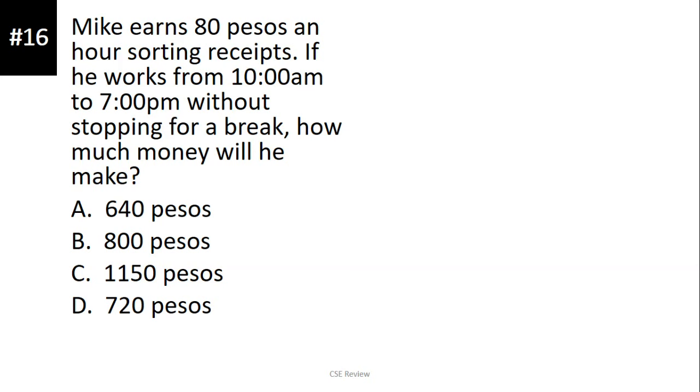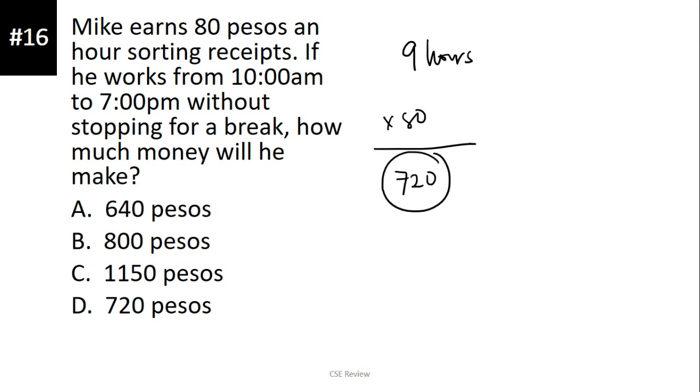Ang gagawin lang natin dito is to find out ilang oras siya nagtrabaho. From 10 a.m. to 7 p.m., that is 9 hours. Paano natin nalaman? Kasi 10 a.m., 11 a.m., 12 noon, and then you start counting 1 ulit. So, 1, 2, 3, 4, 5, 6, 7. So, 9 hours. So, 9 times 80 pesos, which yung kinikita niya per hour. Okay? So, that is going to give us 720 pesos or letter D.